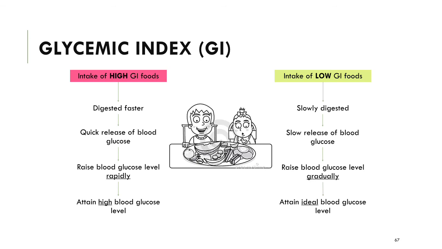So what happens when you partake a high GI food? Digestion will be faster, a quick release of blood glucose, raising the blood glucose level rapidly, and attaining a high blood glucose level. For low GI food, it is slowly digested, with a slow release of the glucose into your blood, then a gradual rise in the blood glucose level, and basically it is good at maintaining an ideal blood glucose level.